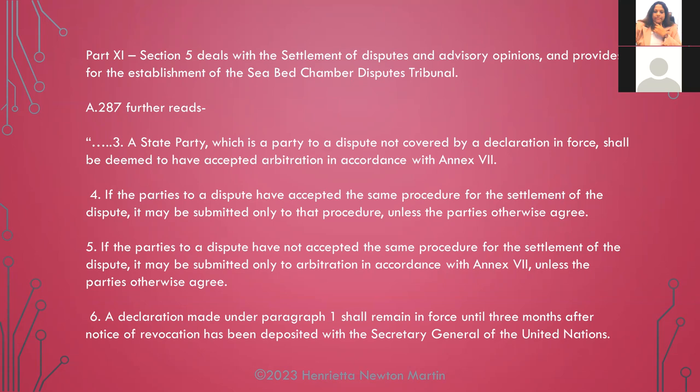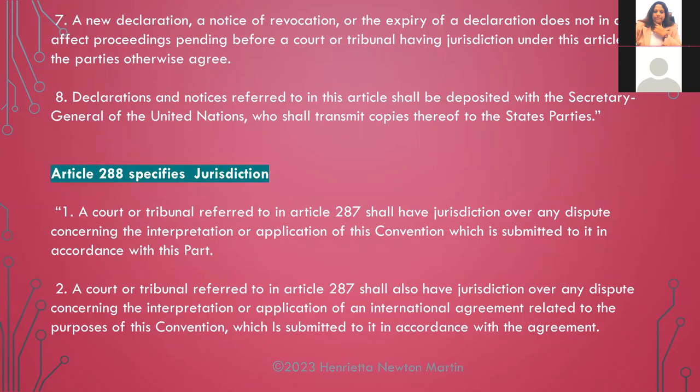Now, Article 287 further reads that a state party, which is a party to a dispute not covered by a declaration in force, shall be deemed to have accepted arbitration in accordance with Annex 7. If the parties to a dispute have accepted the same procedure for settlement of the dispute, it may be submitted only to that procedure unless the parties otherwise agree. If the parties to a dispute have not accepted the same procedure for the settlement of the dispute, it may be submitted only to arbitration in accordance with Annex 7.